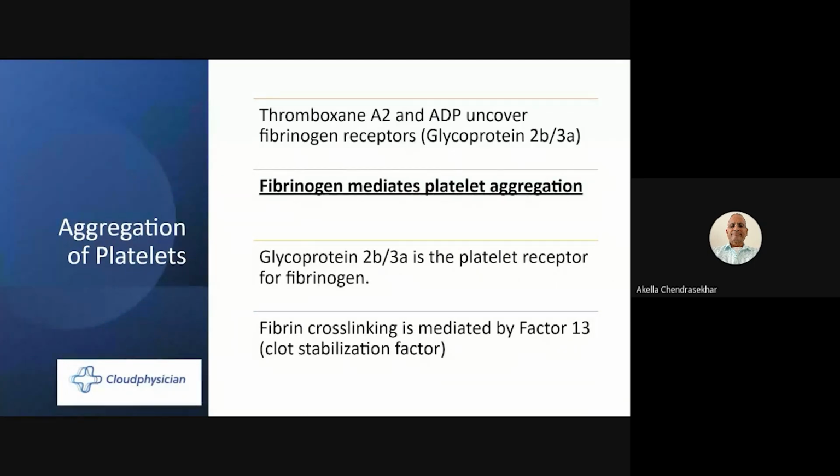This is clot stabilization factor, and what you'll see in your patients is that if there's a deficiency of factor 13, these patients will clot initially and then continue to bleed. So what you'll see is initial clot formation, but then they start bleeding again. So it's something that we have to be cognizant of and watch carefully. So very important there. Next slide.